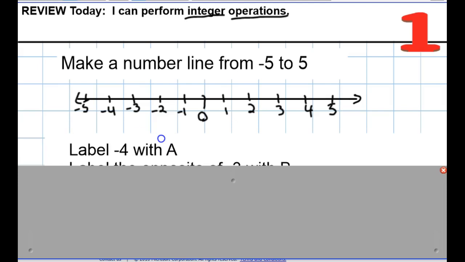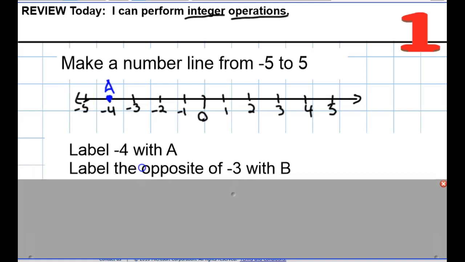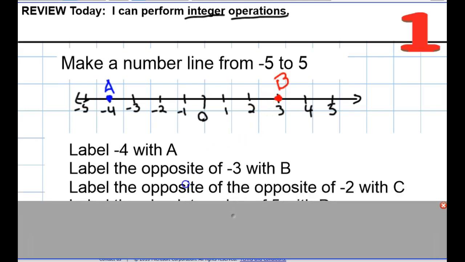Now we are going to label -4 with A. So at -4 you're going to put an A. Then label the opposite of -3 with B. The opposite of -3 would be +3, so we're going to label 3 with B. Label the opposite of -2 with C. The opposite of -2 is +2. We're going to label that C.